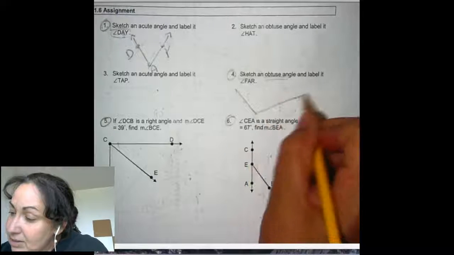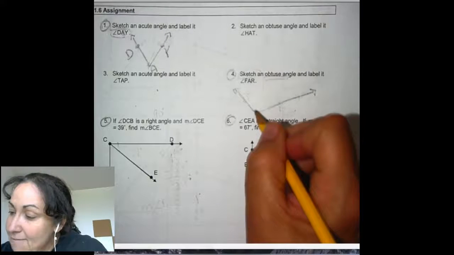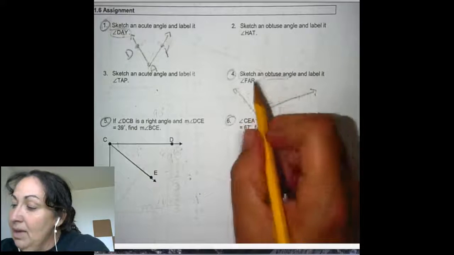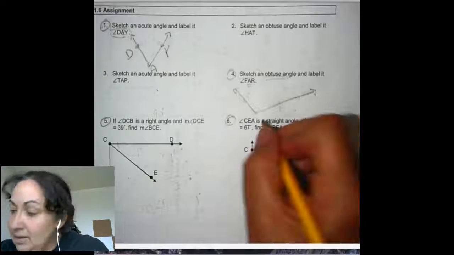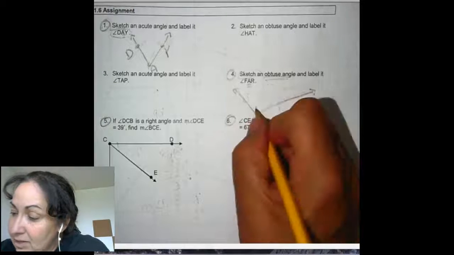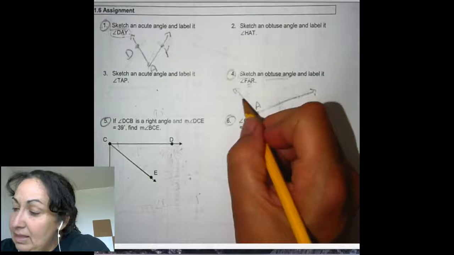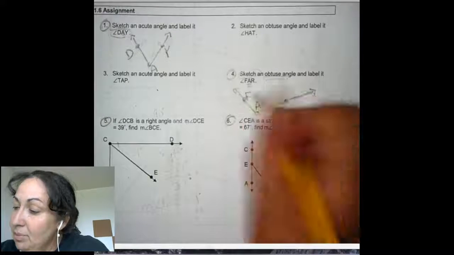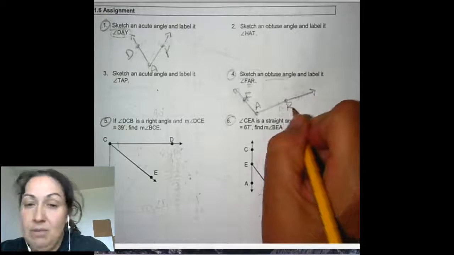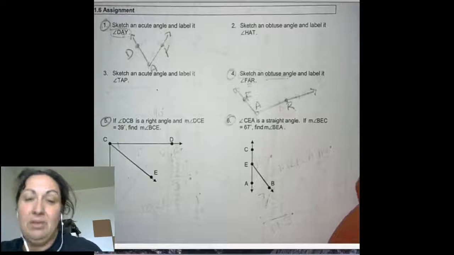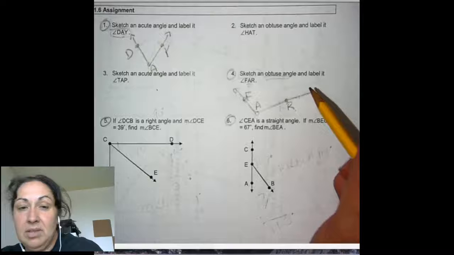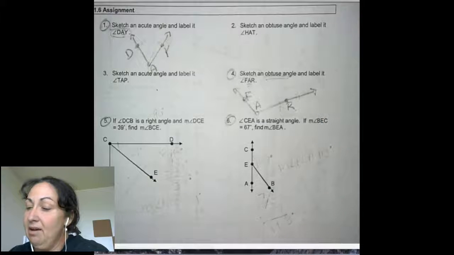I'm going to take my pencil and I'm just going to sketch kind of a fat angle, an angle that's more than 90 degrees. A is the vertex again, so I'm going to label my vertex point A, and then the other two ends of the rays, I can put them anywhere I want, are going to be point F and point R, and I use capital letters for those. So here's a sketch of an obtuse angle labeled angle FAR.